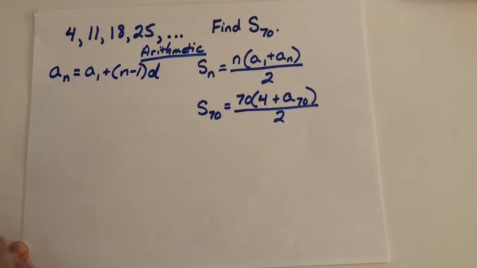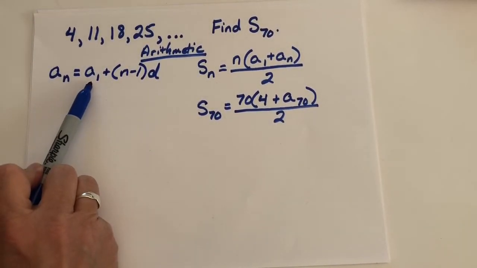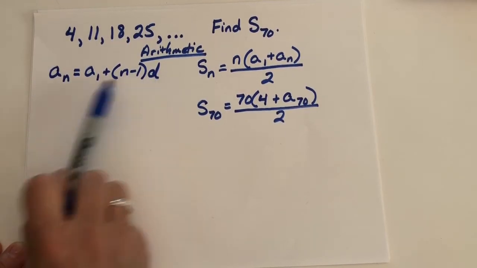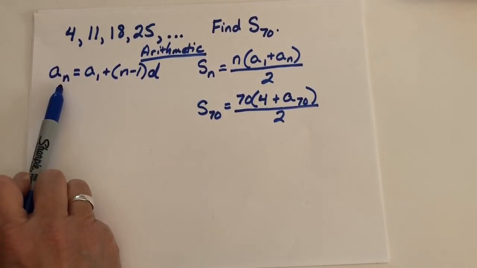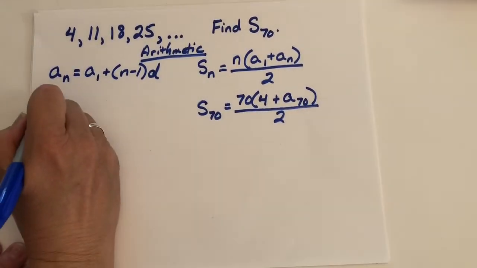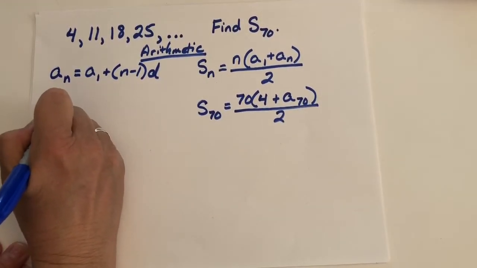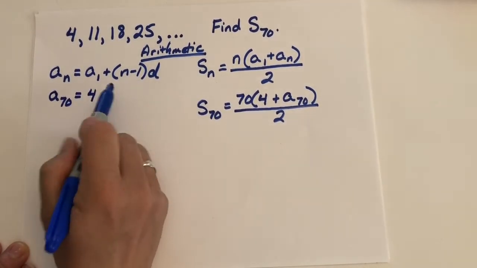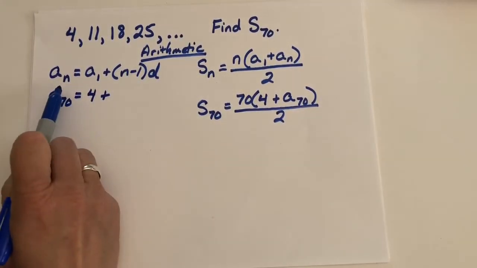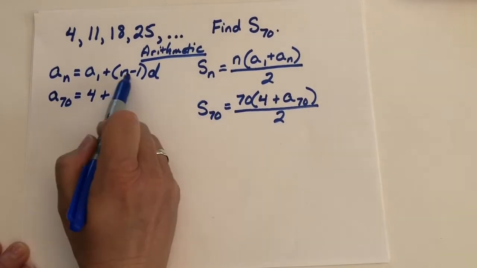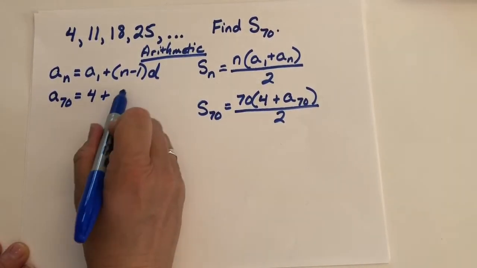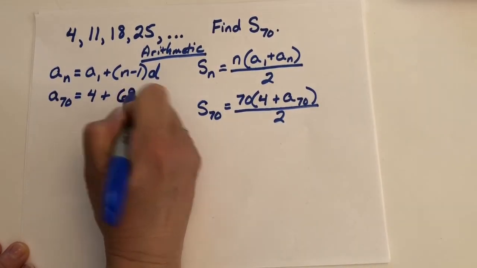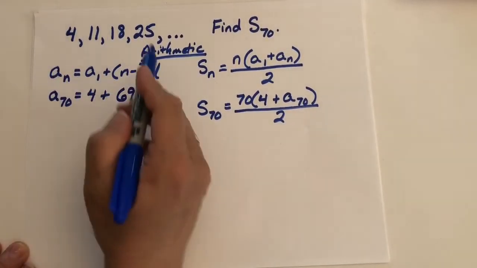And notice we know the first term, we know how many terms we have, we know what d is, and that will allow us to find the nth term. So let's substitute in 70. Our first term is 4. We have n minus 1. N is 70, so n minus 1 is 69. You can write that 70 minus 1, or I might as well just write it as 69 times d, which we know is 7.